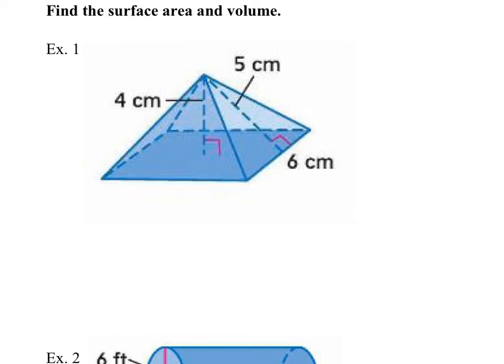But let's look at this first one. First of all, we need to note that we're looking at a square pyramid, so I should have included that in the directions, that this is a square pyramid. We're going to find its surface area and we're going to find its volume.